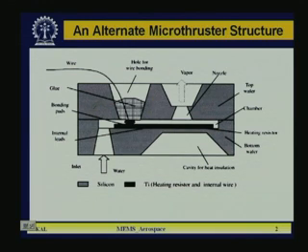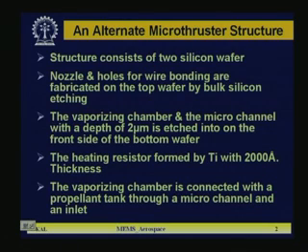Otherwise the propellant may react with the titanium and it may change the resistance value, and in due course of time it can be completely etched away if the propellant is highly toxic and reactive. So this is the alternate microstructure which has been proposed by some group, and the basic feature of that alternate microstructure is the following.